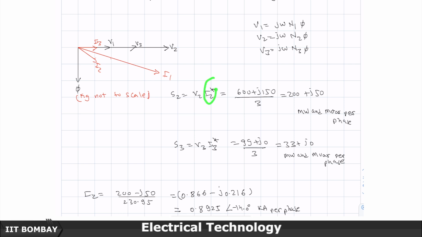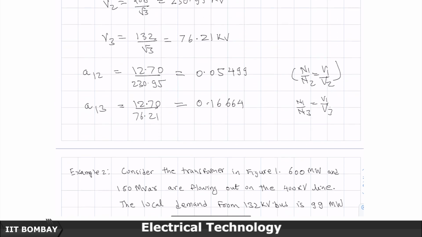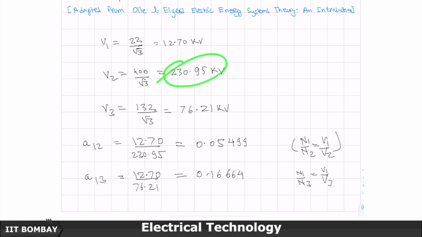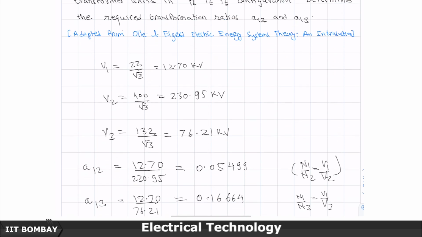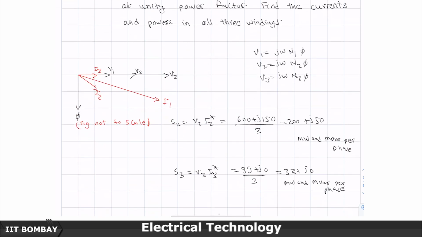Now, can we calculate I2 from here? Yes, you take the conjugate of the whole thing. So, you will get V2 star I2 is equal to 200 minus J50. But V2, you know how much is V2? V2 is 230.95 kV, and all of them are at an angle 0, they are all in phase and aligned with the reference phasor. So, this is also angle 0, this is also angle 0, this is also angle 0.